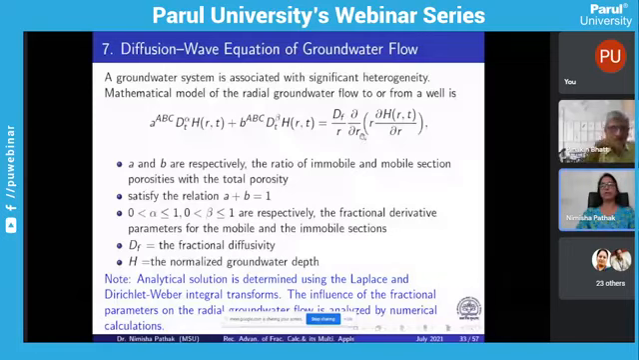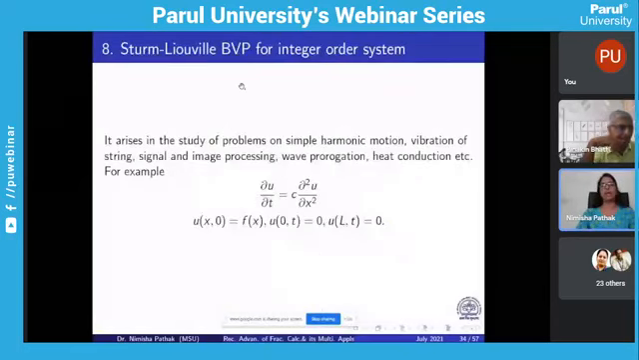This is again a very well known application, the Sturm-Liouville boundary value problem. It arises in many engineering fields, as well as in science, physics, chemistry, in all science and technology areas. It arises in the study of problems on simple harmonic motion, vibration of string, signal and image processing, wave propagation, heat conduction, etc. So this is a very well known equation with these initial and boundary conditions.